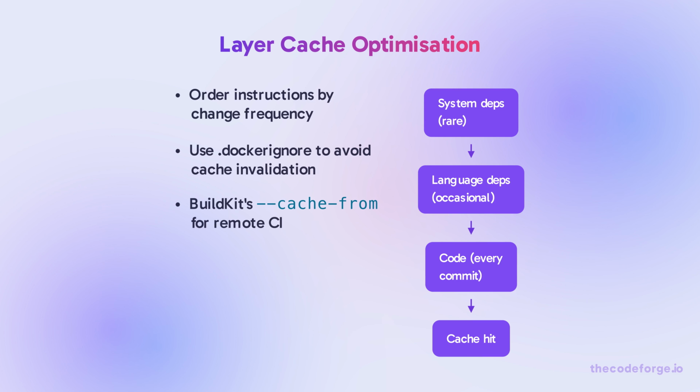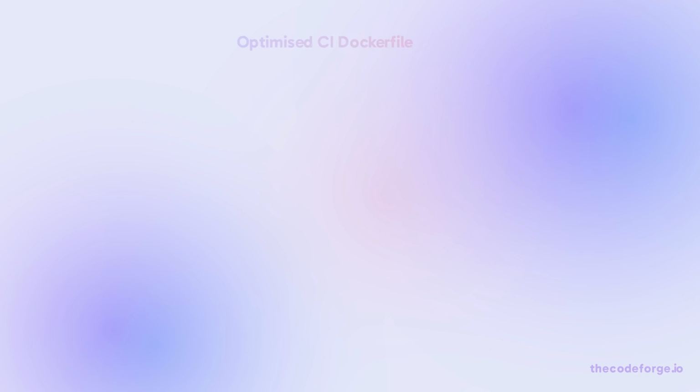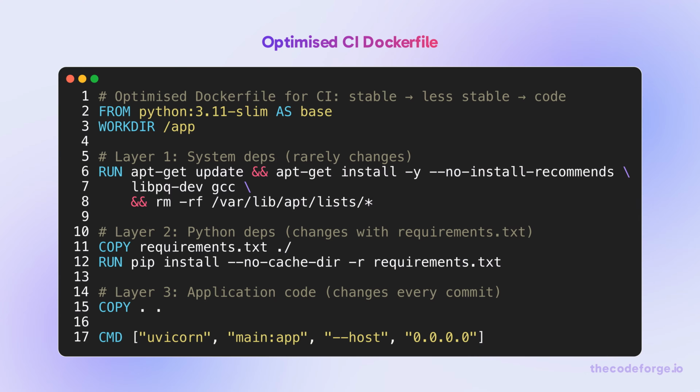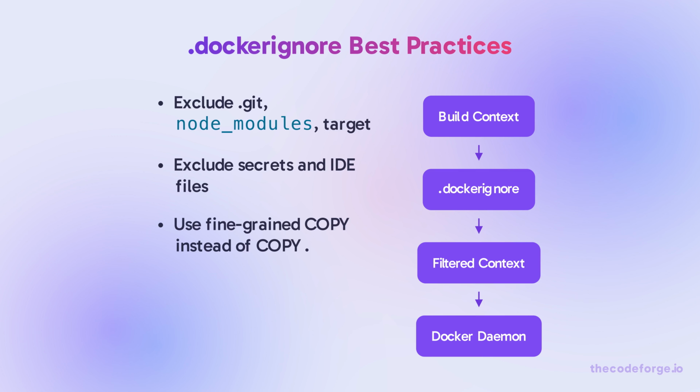Layer caching speeds up builds. Put stable instructions first, code last. Use dockerignore to exclude files that would invalidate the copy layer. This Dockerfile orders layers from most stable to most volatile. System deps rarely change, Python deps change with requirements. Code changes every commit. A dockerignore file tells Docker what to exclude from the build context.